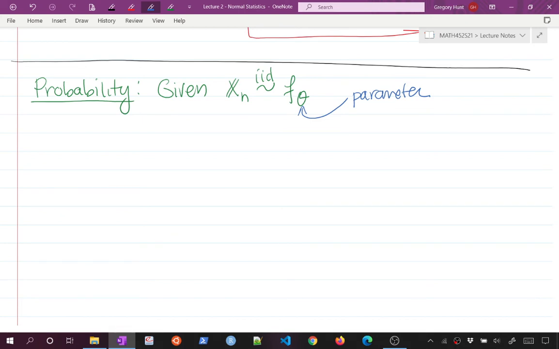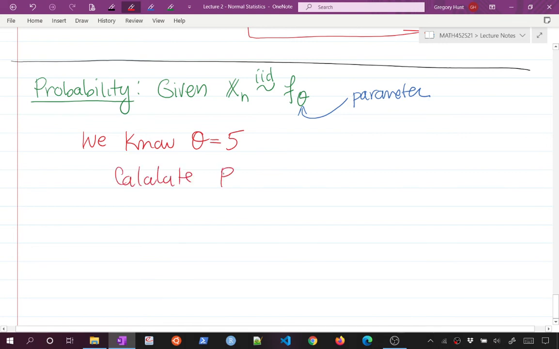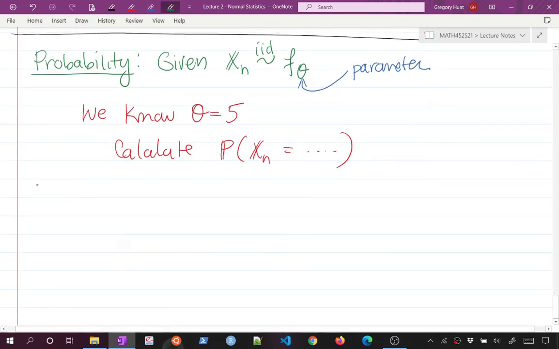And in probability, what they'll say is we know theta, maybe theta is 5. Calculate the probability of something, that X_n equals blah, blah, blah. So that's basically the viewpoint of probability. I'm going to tell you what the distribution of the random variables are. Then I'm going to ask you to calculate something about those random variables. Statistics plays the game a little bit differently.